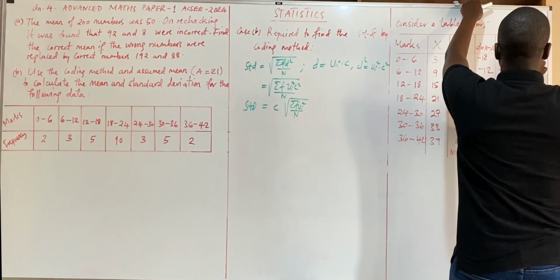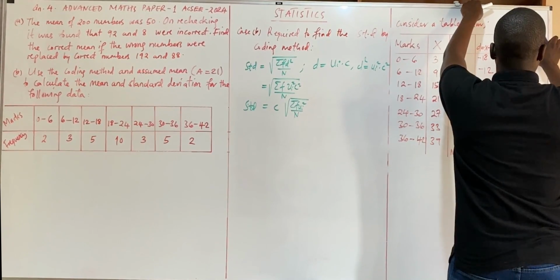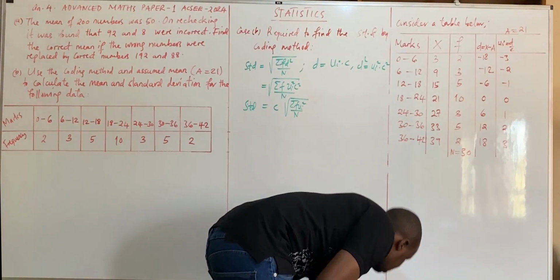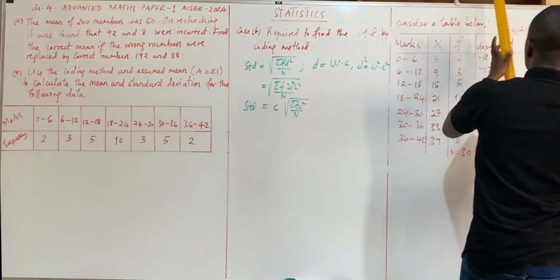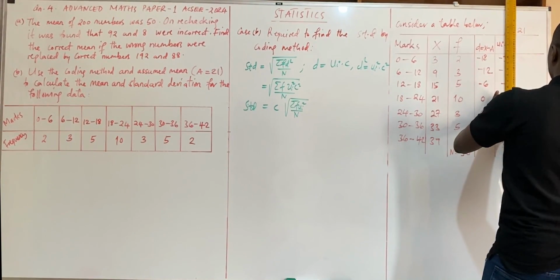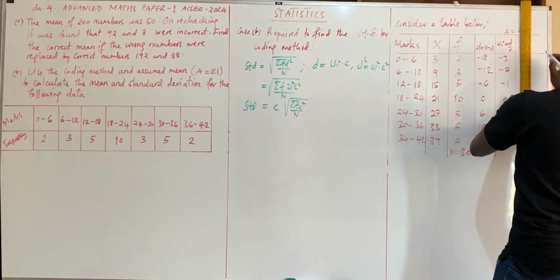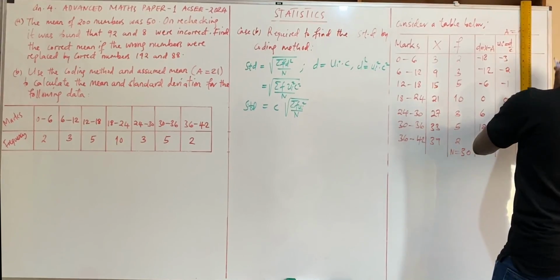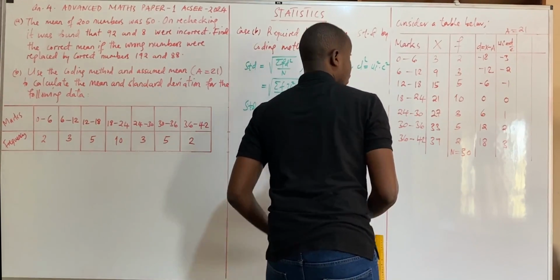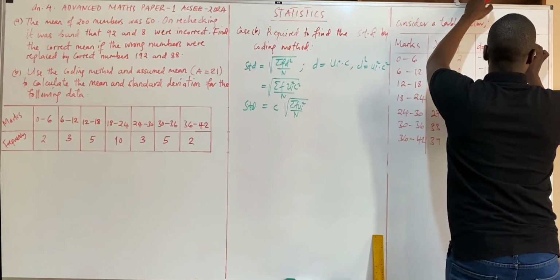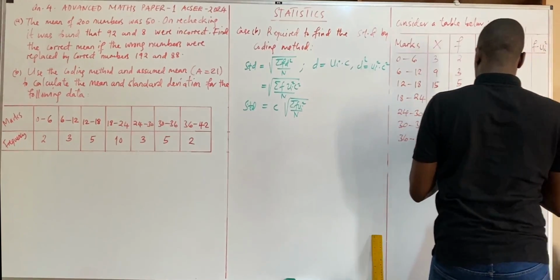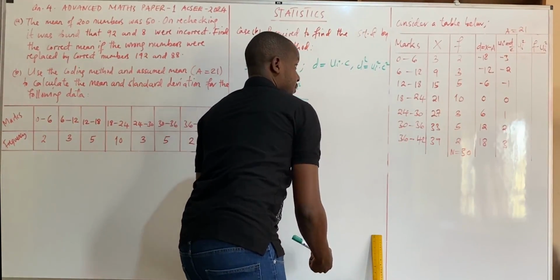So we can modify the same table by adding important information. Now it can be this way. Here we need to introduce ui squared and f of ui squared. Those are the very important information.